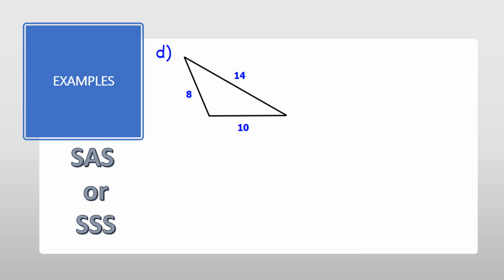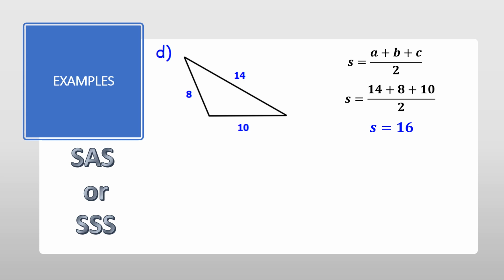First one, do we have side angle side or side side side? We do have 3 sides, 8, 14, and 10. So we are going to use the sum of the sides, a plus b plus c divided by 2. So 8 plus 14 plus 10 divided by 2 will give us 16. That is our S value.